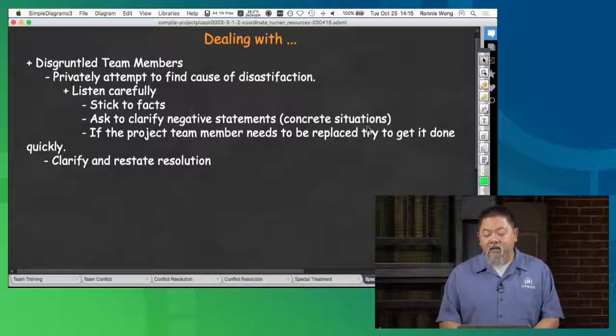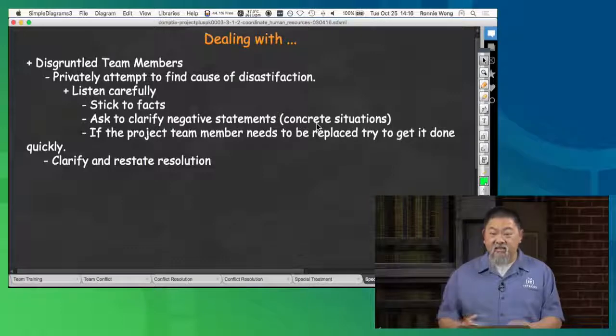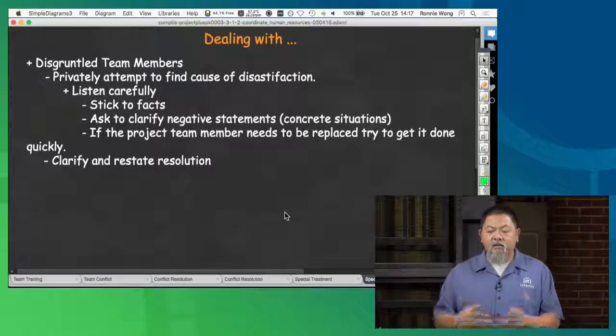Ask for concrete situations in which they really are upset. Don't say, well, this is how it seems to be. Seems to be is not enough. Give me an example of what's actually happened as well. And then if it can't work out, try and replace that person, get it done quickly, okay? And then clarify and restate what the resolution is, because there may not be a resolution with that person and you just don't have the time to deal with it. So there are many ways that we can handle the idea of replacement, or relieving somebody of their job duty, as far as personnel removal and replacement goes.